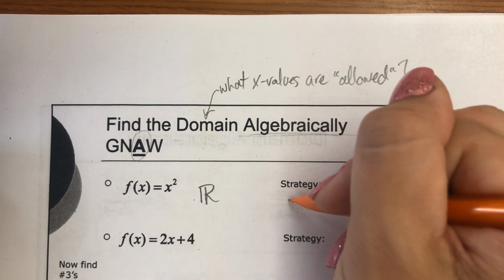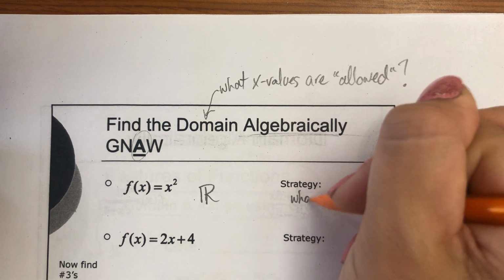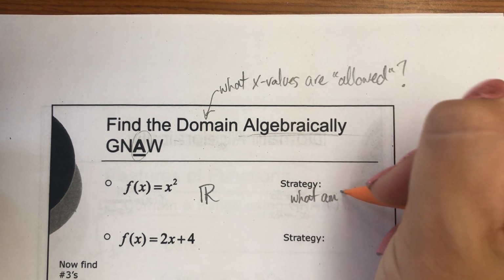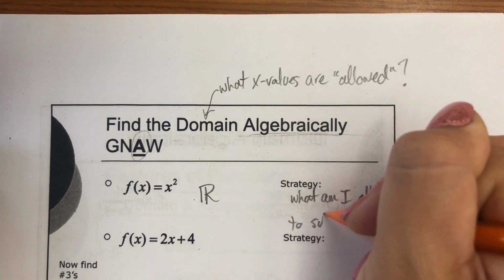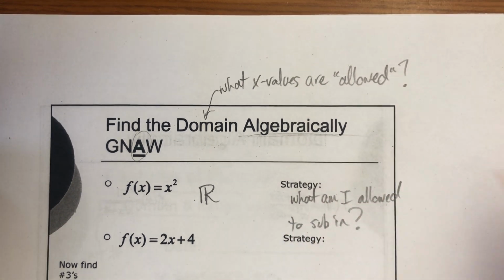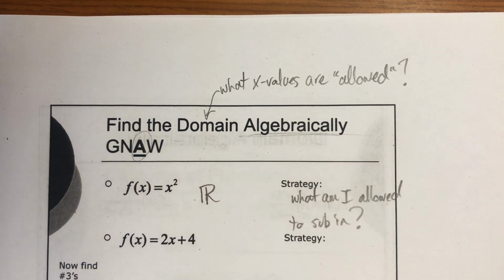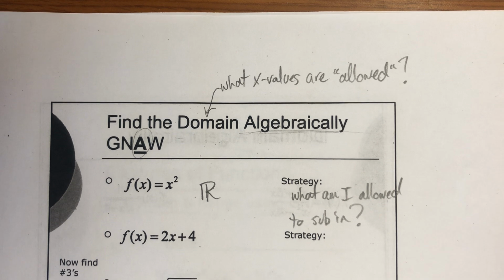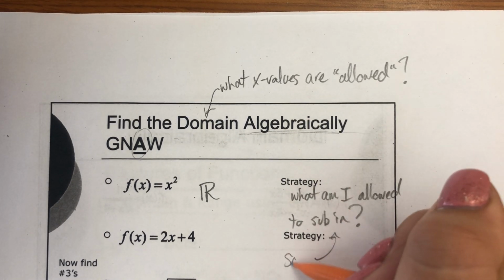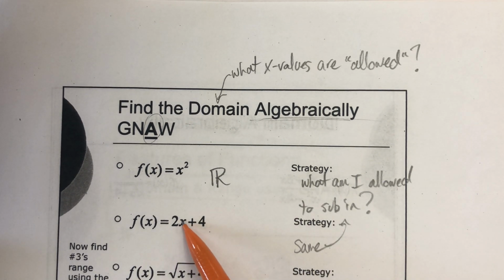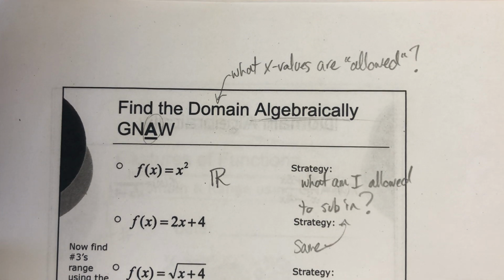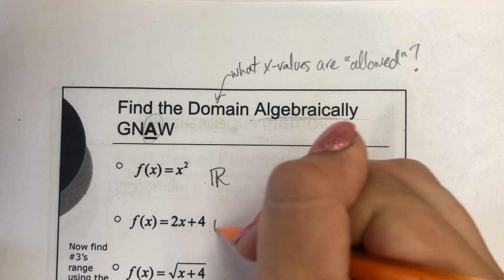What am I allowed to sub in? Okay. If you know what the graph looks like, you could also think of the graph that it goes infinitely left and infinitely right. But yeah, this strategy is going to be the same. What am I allowed to sub in? Can I take any number in the whole wide world and multiply by 2 and then add 4 to it? Yes. So the domain is all real numbers.